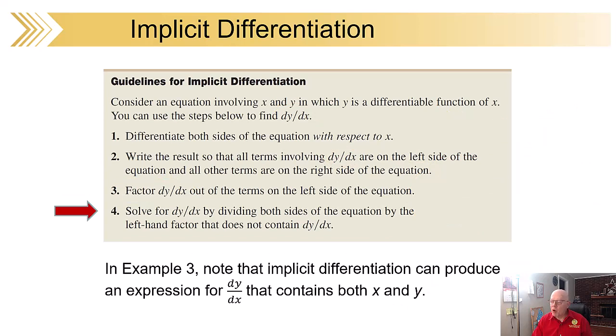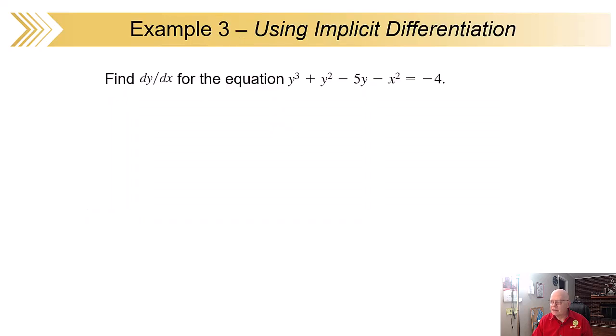So you can get that dy/dx even if you have both x and y, like we did. So here's another one, and we're going to take a look at this. Notice this is not an equation that you can solve for y. But with implicit differentiation, we can actually take this.